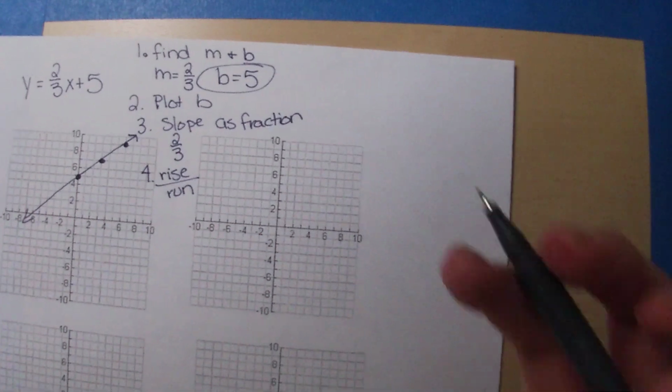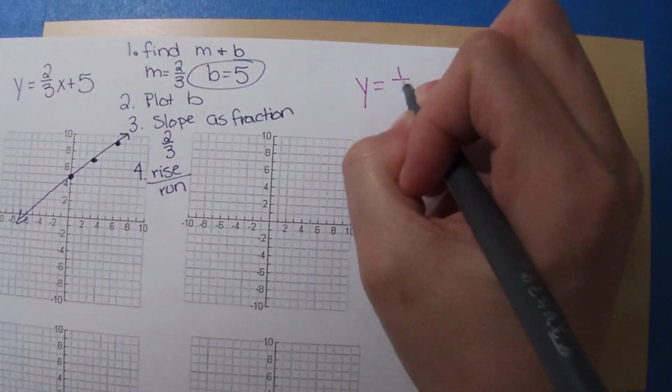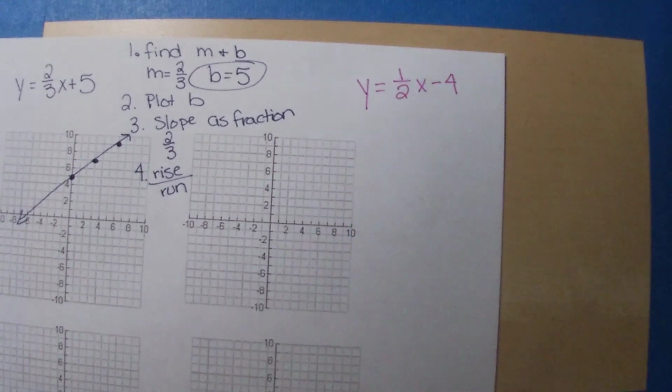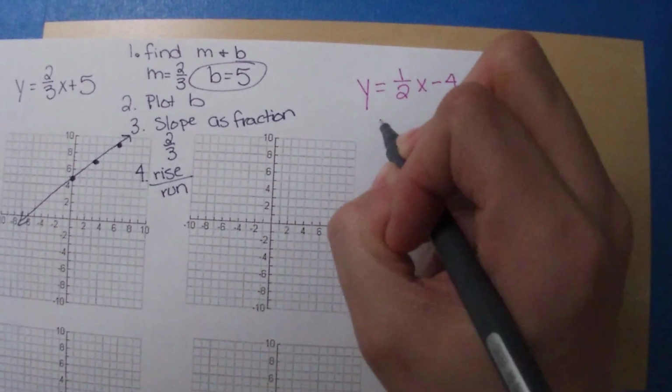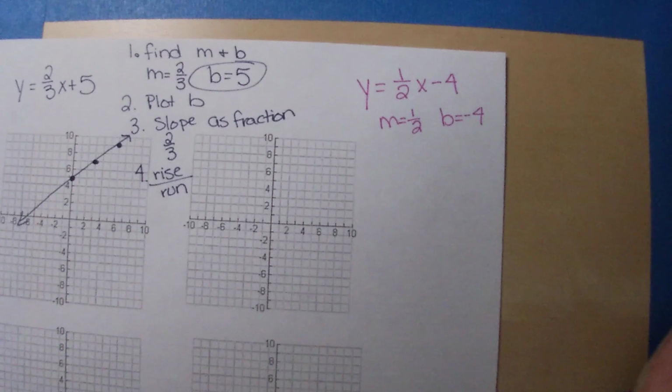Okay. So let's look at another one. Now that we have all those pieces, what happens when we just want a graph? So let's say we have y equals 1/2 x minus 4. So we're going to find m and we're going to find b. So our m is 1/2 and our b is -4.